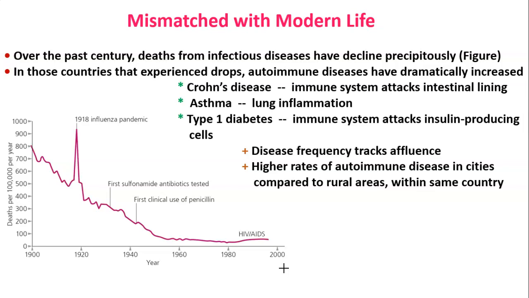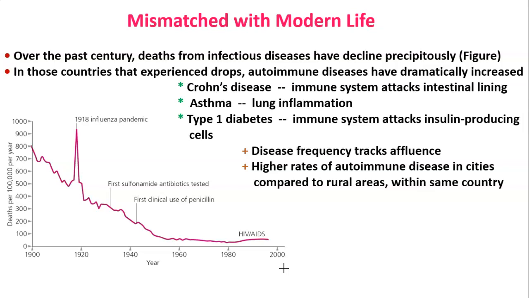And so, for example, Crohn's disease, a disease in which the immune system attacks one's intestinal lining, has gone way up. Asthma, which involves lung inflammation, gone way up. Type 1 diabetes, this is where one's immune system attacks insulin-producing cells in the pancreas, gone way up. And what we see is these diseases, the disease frequency tracks affluence. So these kinds of diseases tend to be afflicting those who are wealthier. We have higher rates of autoimmune diseases in cities compared to rural areas within the same country.